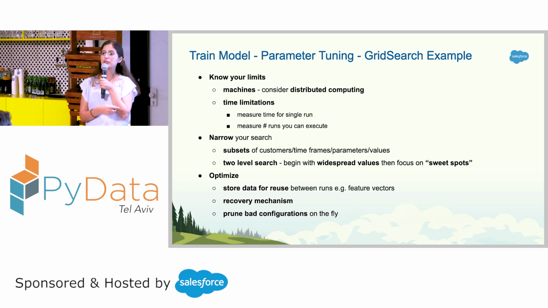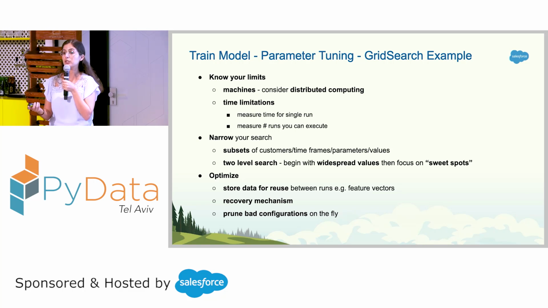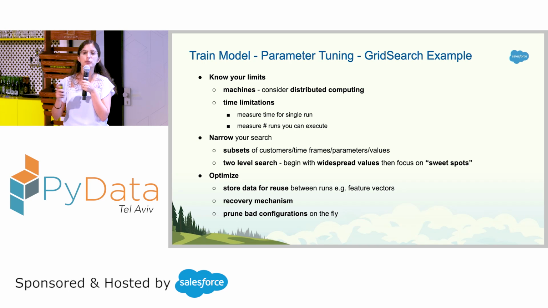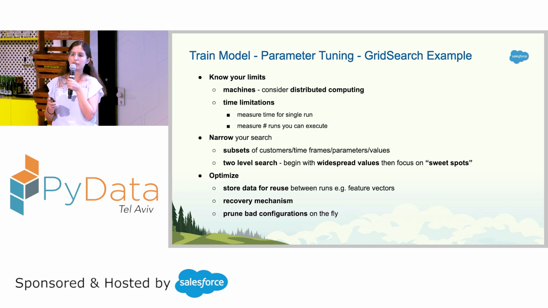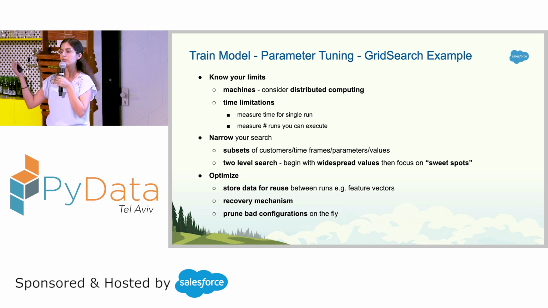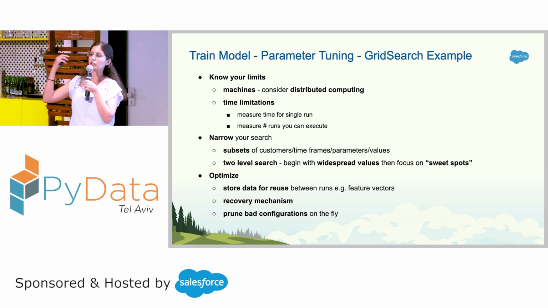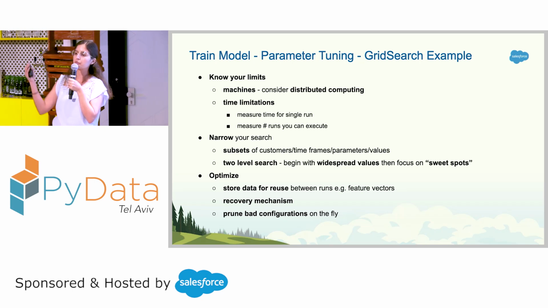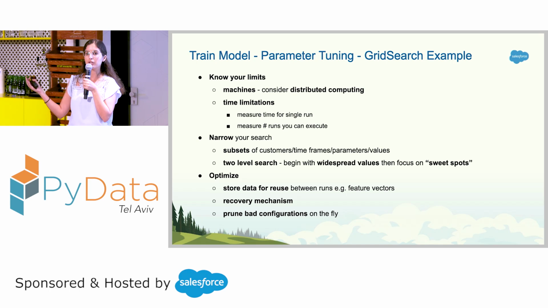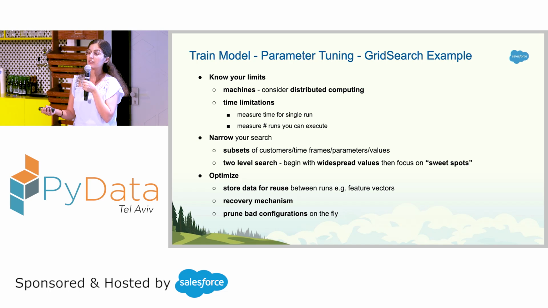And finally, you can think of different optimizations. For example, storing data for reuse between runs. If we're only changing the XGBoost classifier parameters, and we're not changing the other pipeline steps like feature generation and feature selection that happened before the XGBoost classifier, we can store their outputs and reuse them in the next runs.